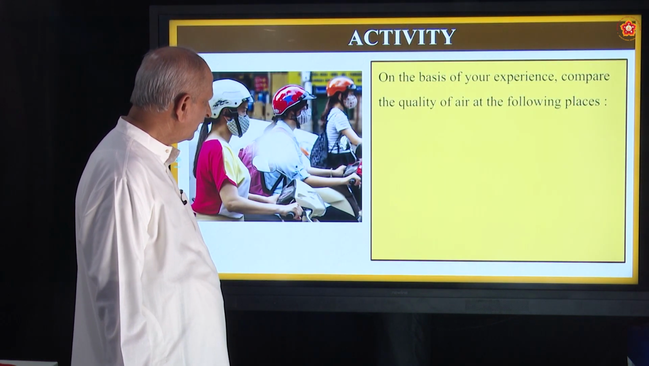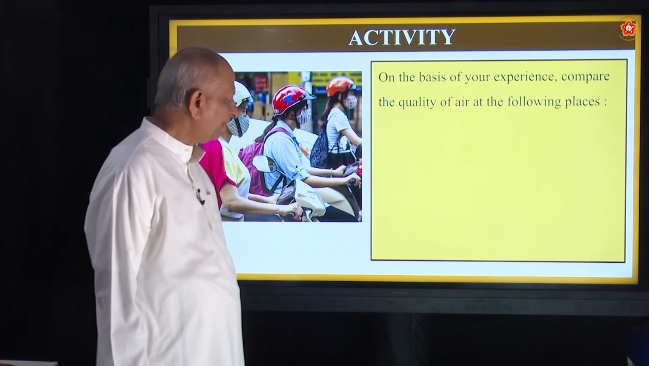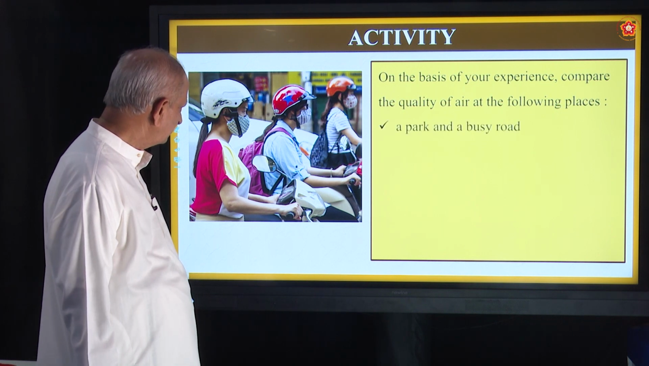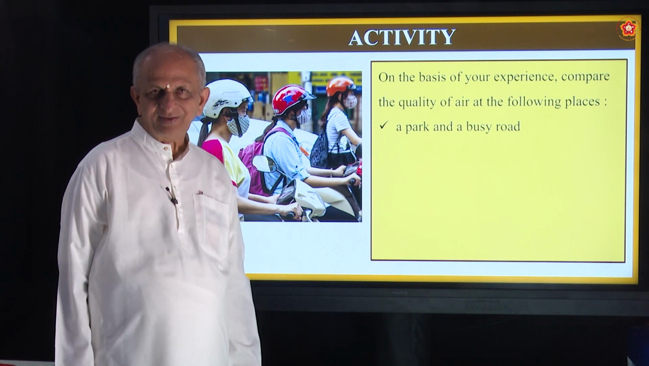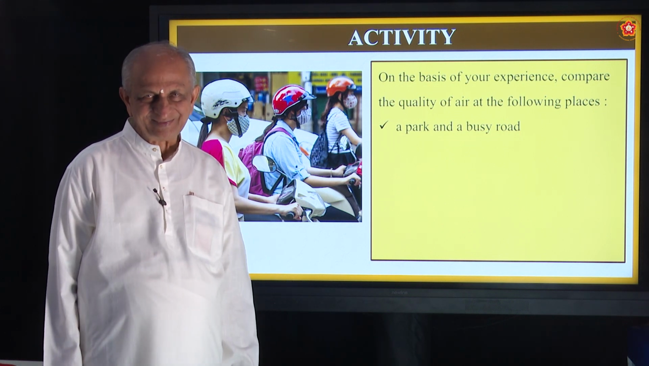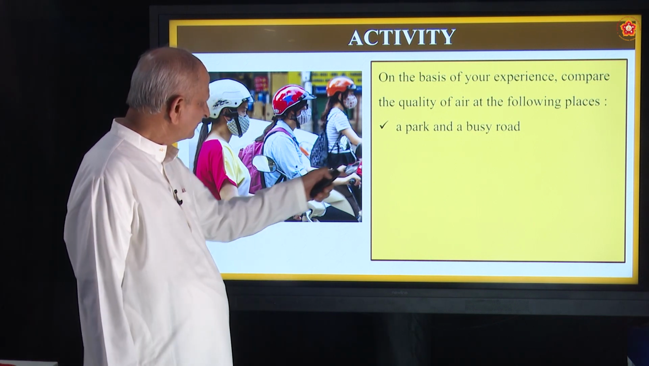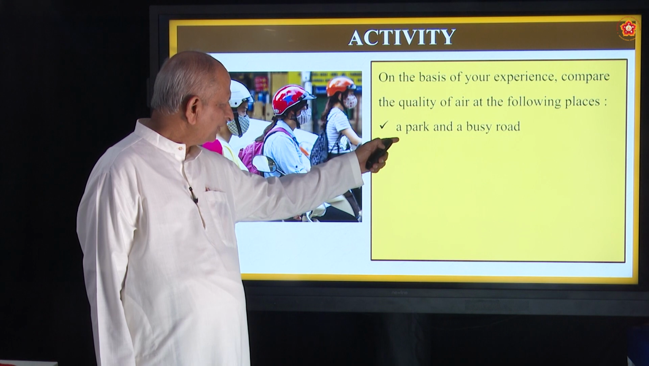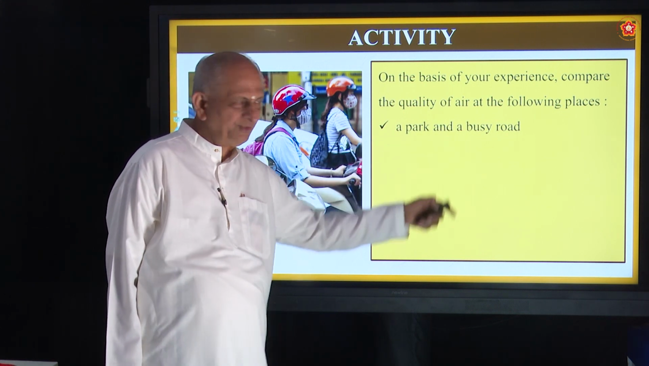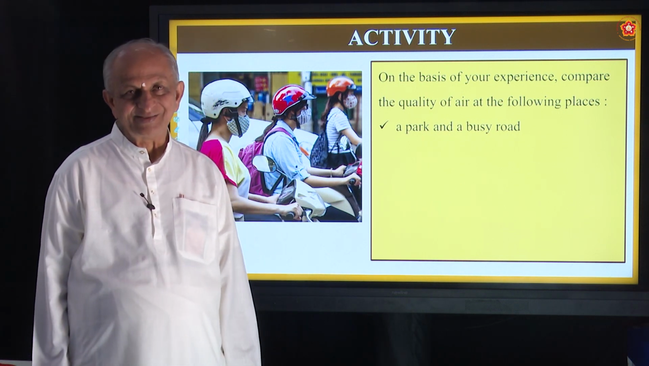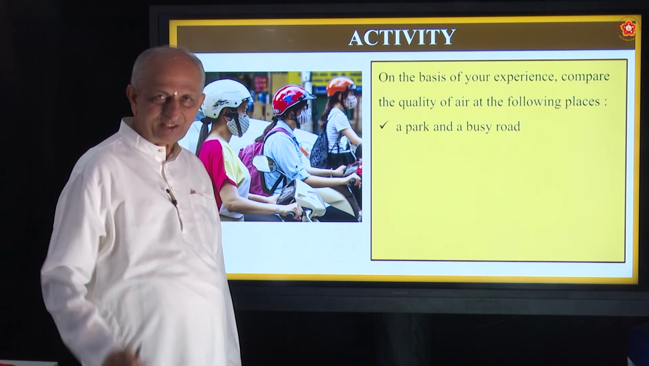So, one activity you can think of. On the basis of your experience, compare the quality of air at the following places. So, what are they doing here? They are riding a vehicle, correct? They are riding a vehicle, there will be smoke produced. So, compare the quality of air in a park, in a busy road. Which is better? Park is better, correct? Because inside the park the vehicles are not allowed.